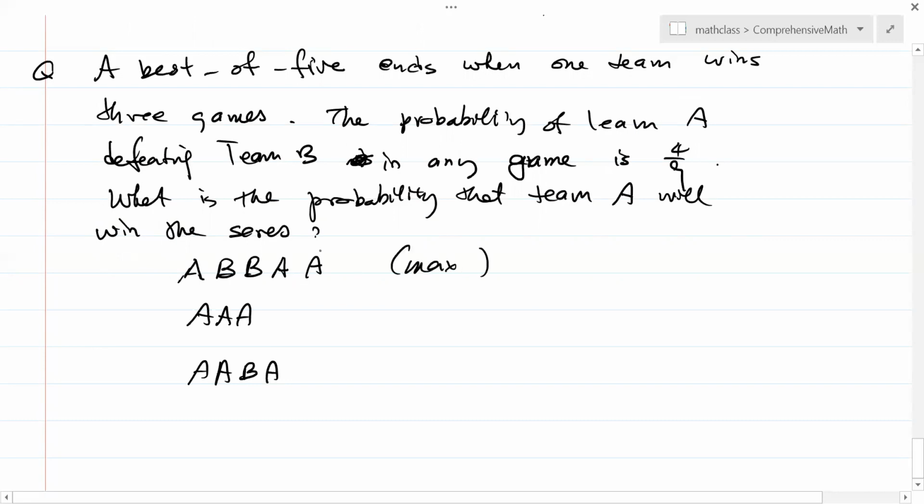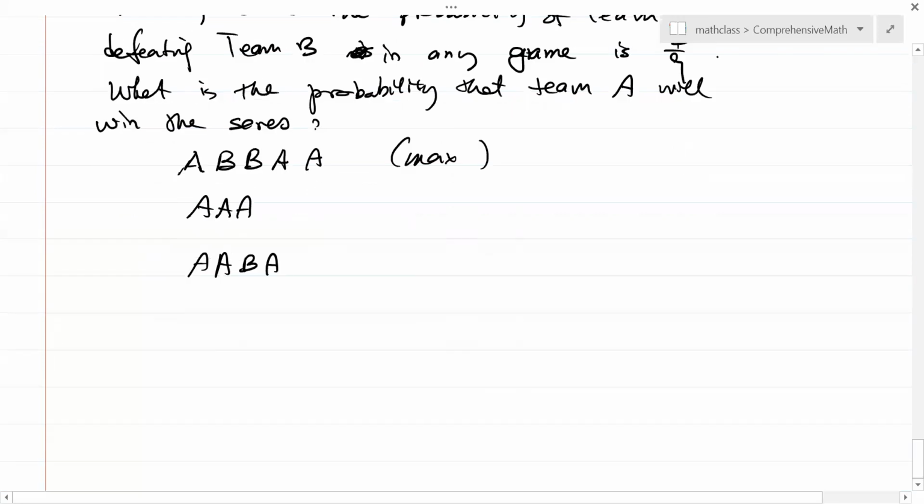Number of the games, okay? So maximum number of games. The smallest number of games will be three. So it'll be 3 and 4, okay? So question is, how do you solve the problem? This is a minimum number of the problem.